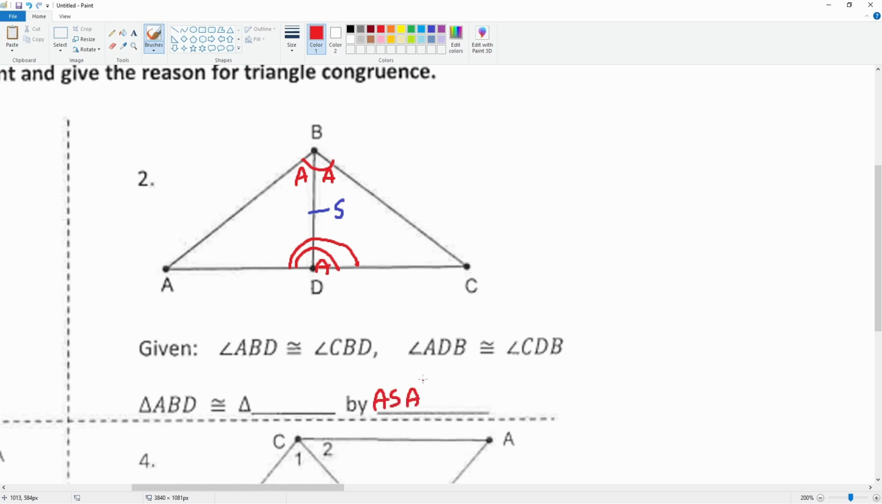side angle. We want the order of ABD, so it's A, B, then it goes down to D, so the other one has to match, CBD.